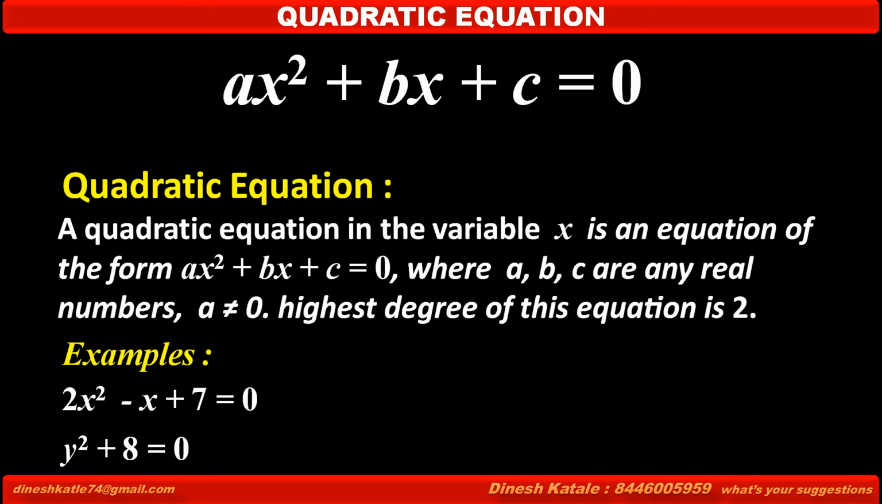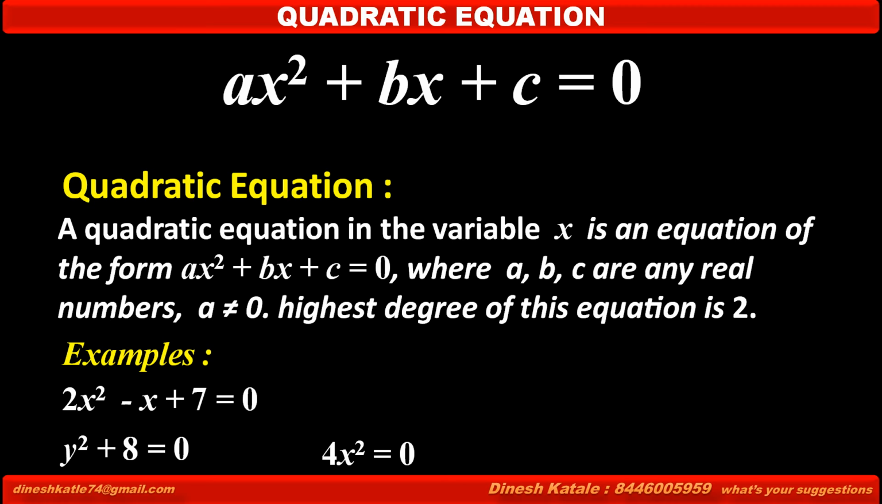See this second equation, y square plus 8 is equal to 0. This is also a quadratic equation in variable y, because the highest power of variable y is 2. That means its degree is 2. In this equation, the middle term is not given. That means its coefficient is 0. Coefficients of this equation are 1, 0, 8, which are all real numbers. 1 is the coefficient of y square, 0 is the coefficient of y, and the constant term 8 is the coefficient of y raised to 0. So such type of equation is also quadratic.